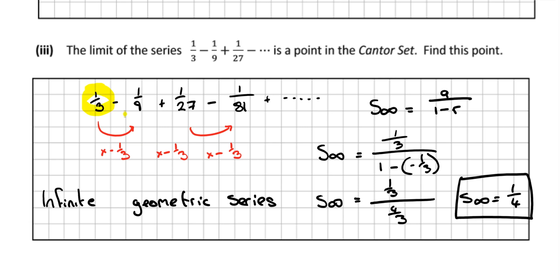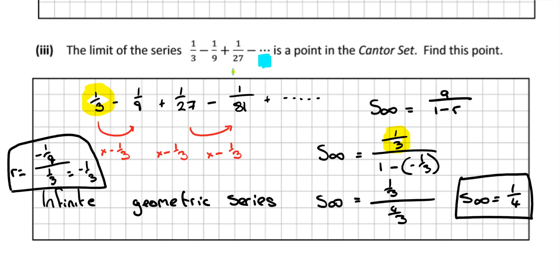So we know our first term is going to be a, and our common ratio then, again, you can get the common ratio by T2 divided by T1, so r is equal to minus 1/9 divided by 1/3, and you'd get minus 1/3. Okay, it's an infinite series because it goes on forever. The limit of this series is a point on the Cantor set. Find this point. So you just need to apply the sum to infinity of a geometric series, and we're getting 1/4.